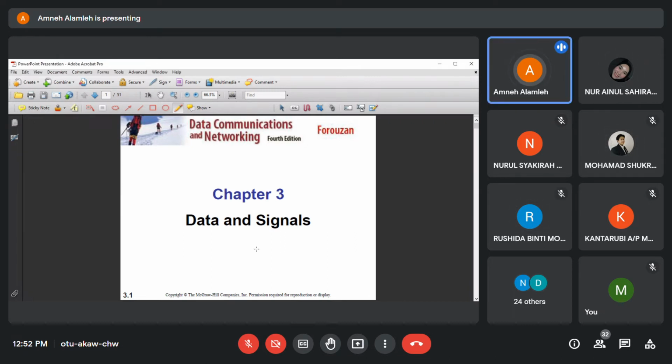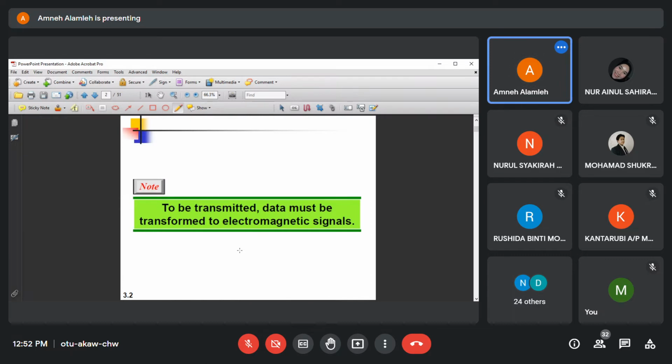So we are going to learn the types of data, the types of signals, and how the data is transmitted through the network. To be transmitted, data must be transformed to electromagnetic signals. We know that the data have many forms, but cannot be transmitted in its original form. It should be transformed to electromagnetic signals to go through the network cables, or the network media.